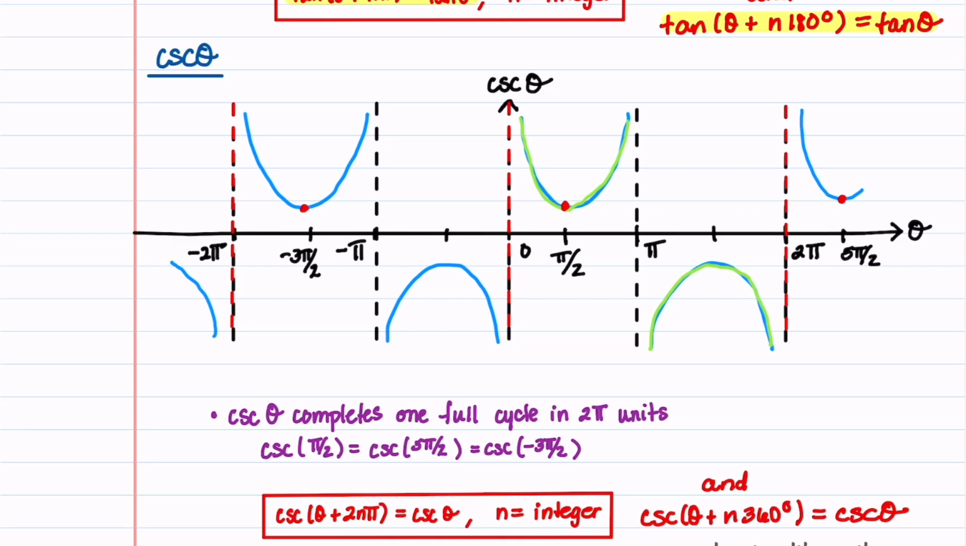Similar to sine theta and cosine theta, cosecant theta completes one full cycle in 2 pi units. The graph is separated by an asymptote. Cosecant pi over 2 is equal to cosecant 5 pi over 2 and cosecant minus 3 pi over 2. This identity can be written as cosecant theta plus 2n pi is equal to cosecant theta, and it can also be written in terms of degrees.